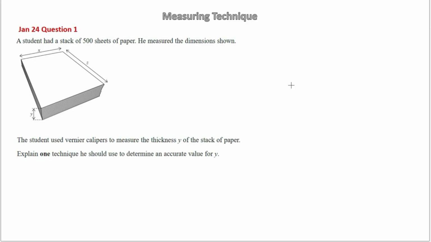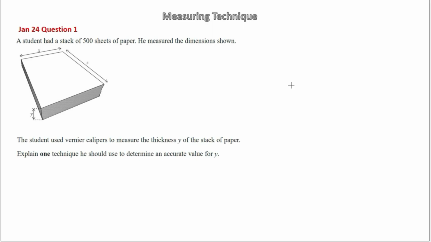Next up, we have measuring technique. And the question is from Jan 24, question 1. A student had a stack of 500 sheets of paper. He measured the dimensions shown. The student used the vernier calipers to measure the thickness Y of the stack of paper. Explain one technique he should use to determine an accurate value for Y.